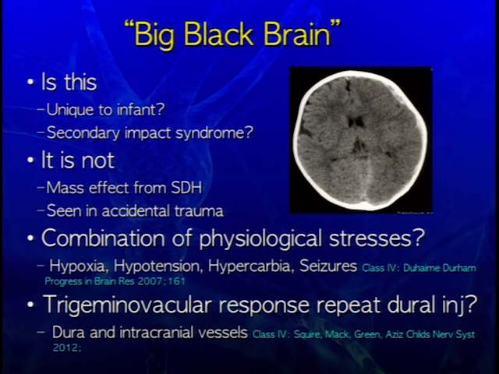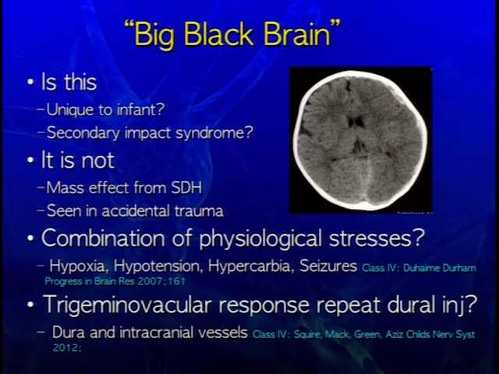The other theory is a big black brain. Another thing it's called is big black brain. And the debate is, is this unique to the infant? Is this a secondary impact syndrome? And we really don't know. So this is where we're hoping that better imaging can help us unravel what the etiology of this hemispheric, or sometimes bilateral, parenchymal injury can be.